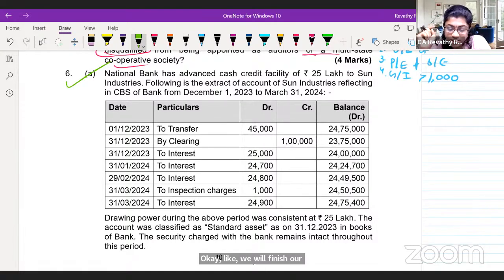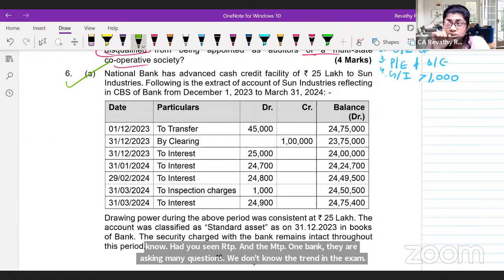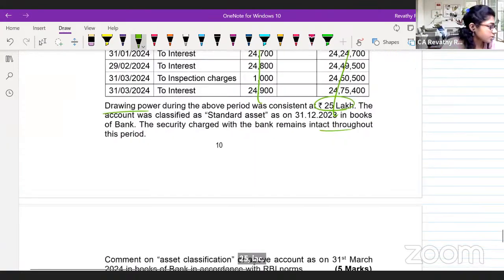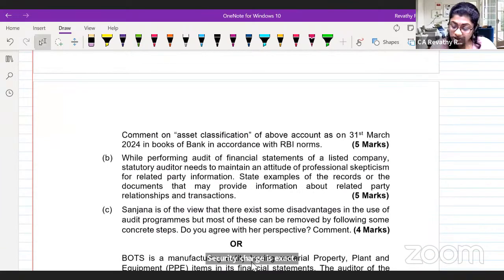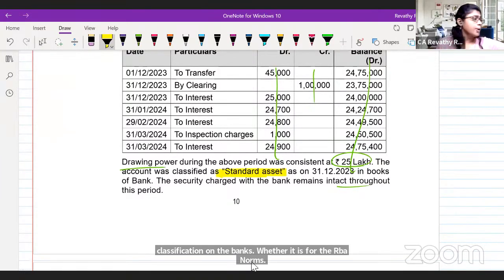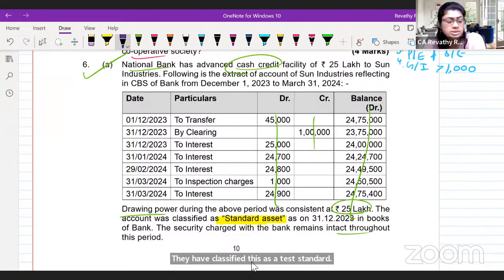Come on. National Bank. Had you seen the RTP and MTP1, bank audit, they are asking many questions. We don't know the trend in the exam. Bank audit, if I have seen, 12 marks are from bank audit. National Bank has advanced a cash credit facility. Following is the extract of the ledger: debit, credit, balance. Drawing power, how many times have we said drawing power? 25 lakh. Security charge is exact. Asset classification by the bank, whether it is as per the RBI norms. They have classified this asset as standard. Which type of loan is it? Is it a standard loan?